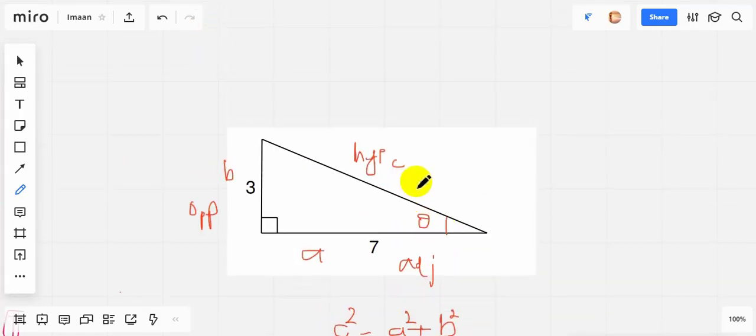Let me write it here. 7.6 is this side, and this is the required answer. Got it?